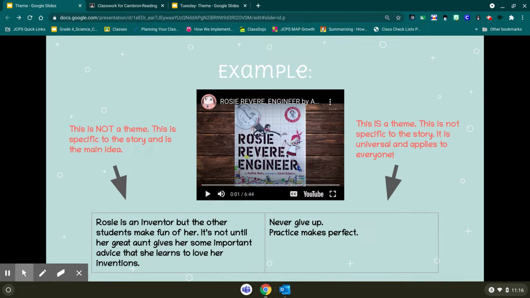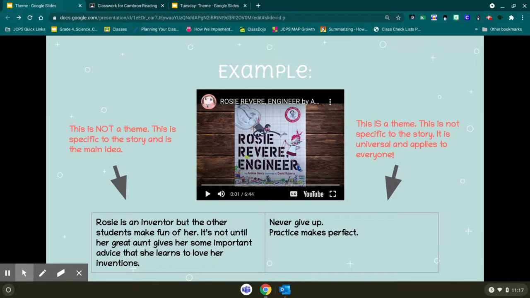It also talks about practice makes perfect. At first, her inventions don't work. They're not what she wants them to be. But after she practices and after her great aunt gives her some advice, she knows that she can do it and she continues to work. These are the themes of our story.